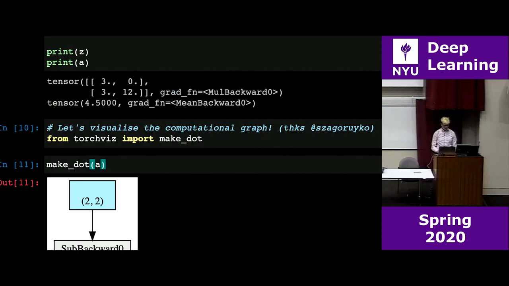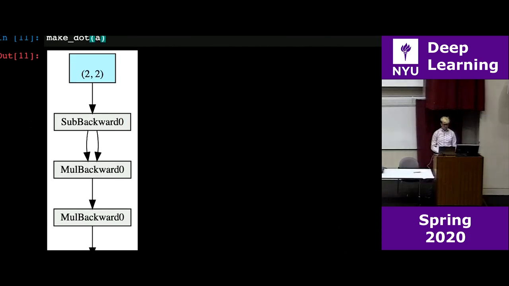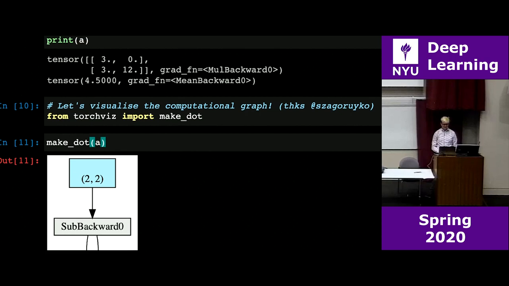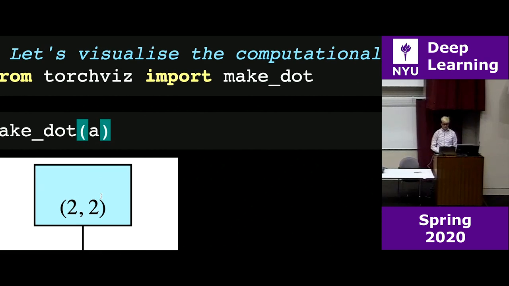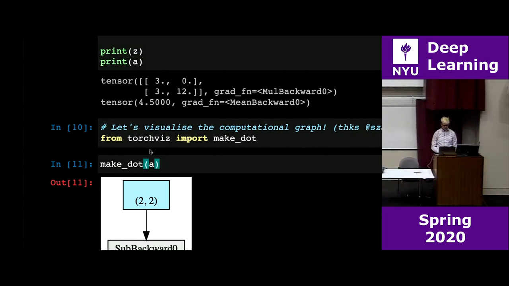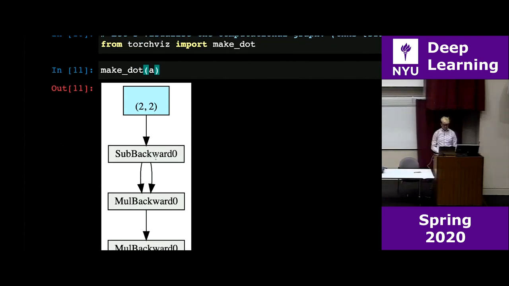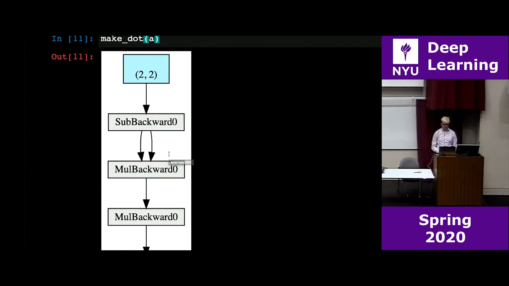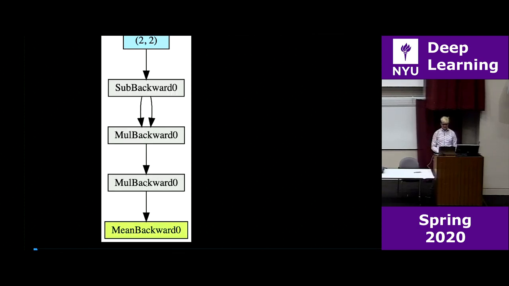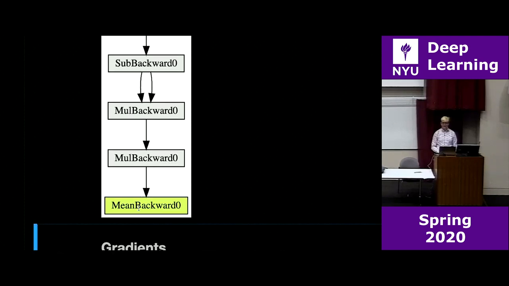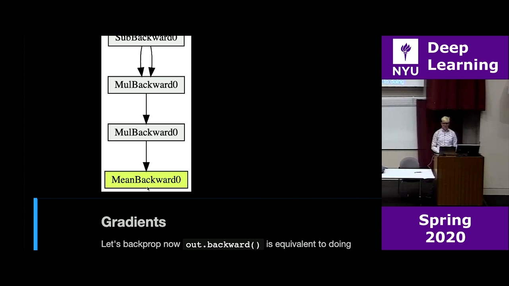So I'm going to be plotting here all this sequence of computations. We started from a 2x2 matrix. Who is this? X, okay, you're following, cool. Then we subtracted 2, right? And then we multiply y by itself, right? That's why you have two arrows. So you get the same subtraction, the x minus 2, multiplied by itself. Then you have another multiplication, multiply by 3, and then you have the final mean backward.